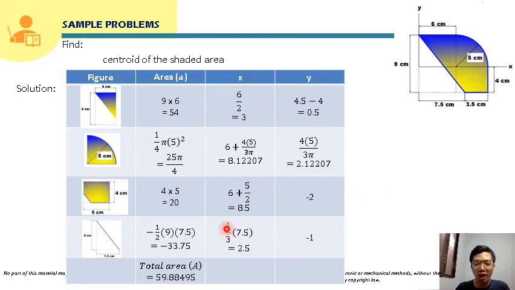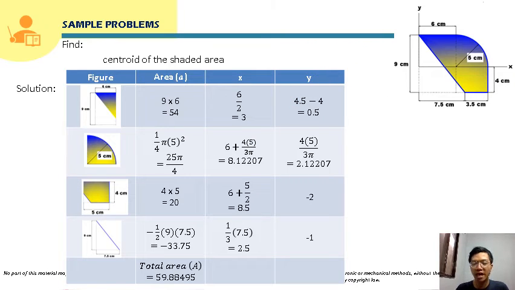Okay, so if we are going to sum up all this area, again, rectangle, plus quarter circle, plus this rectangle, minus this triangle, this will be the total area. So that will be 54 plus 25 pi over 4 plus 20 minus 33.75. So that will be 59.88495.